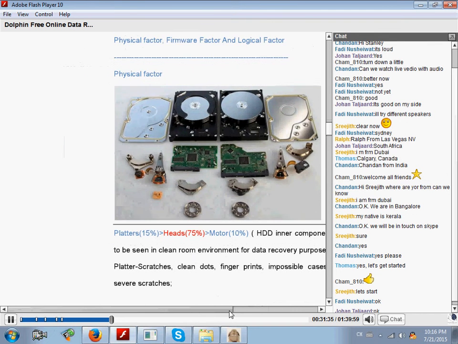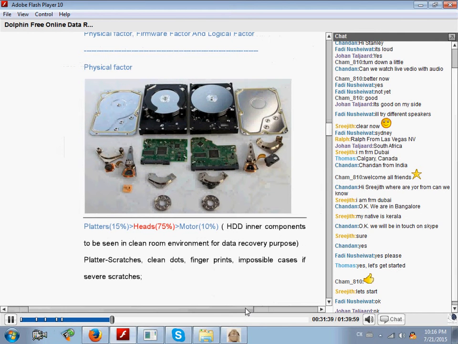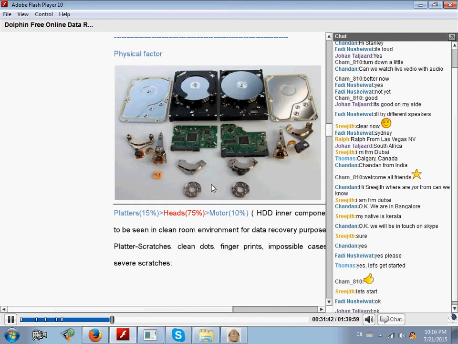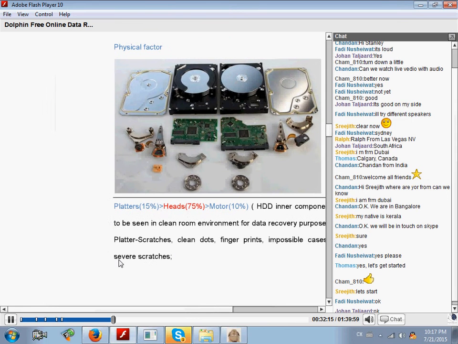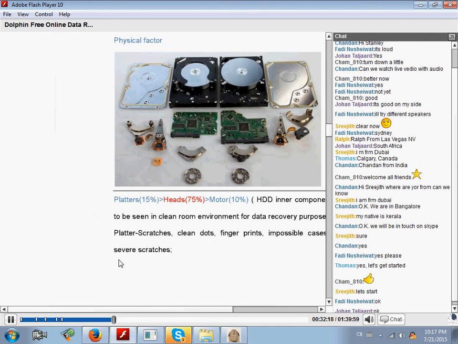For physical factor, we can see the key elements. The first very important physical inner component is the platter, because it contains the data. But within our data recovery cases, only about 15% are about the platter damage, like the platter scratch, like some small dots or some dust on the platters. But only 15% of cases are related to the platter damage.